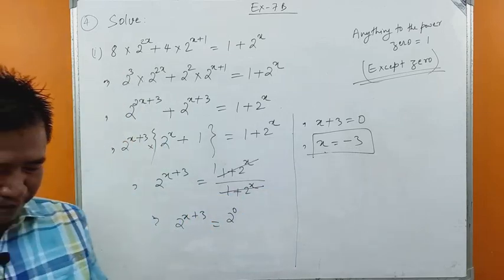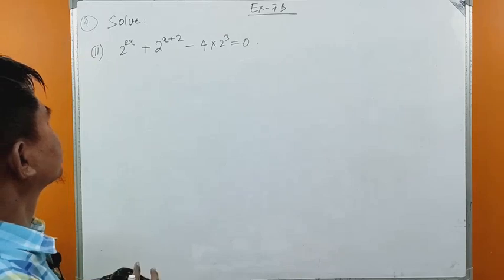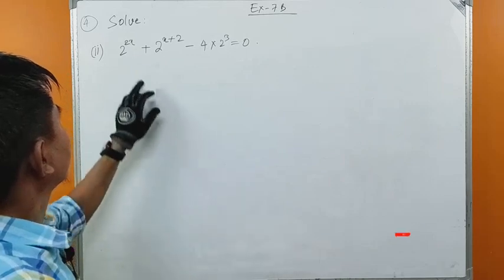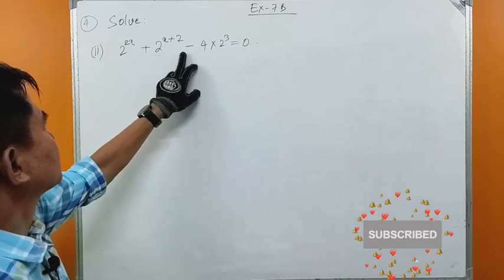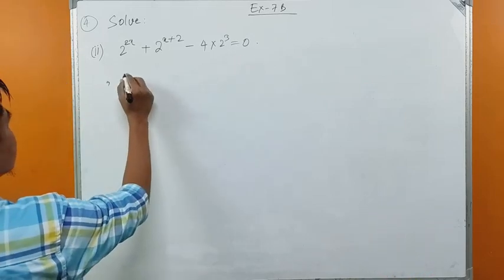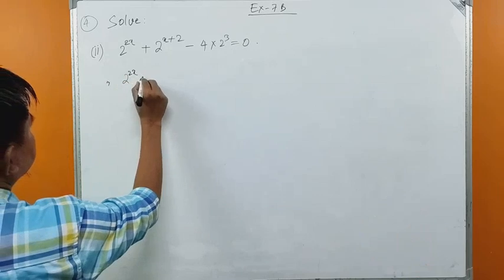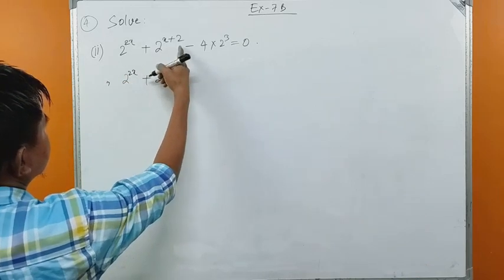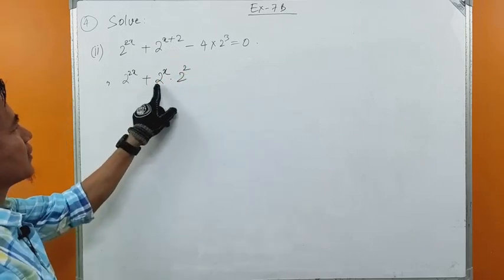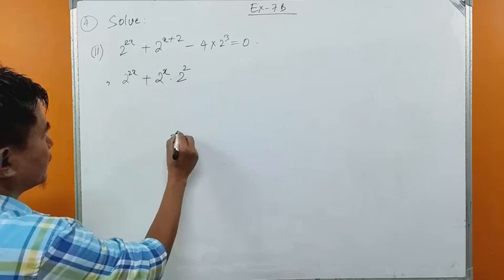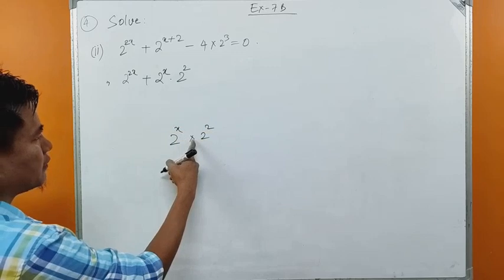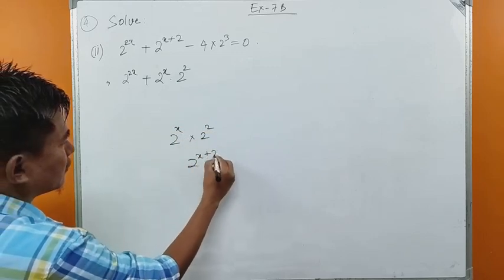Now let's do another question. Number 2 of 4. We are asked to find the value of x from this equation, isn't it? So we have 2 to the power 2x plus 2 to the power x plus 2 minus 4 into 2 cubed equals to 0. Or you can write this as 2 to the power 2x plus 2 to the power, let's separate this, okay? 2 to the power x into 2 squared. Since their bases are the same, their powers will be added, isn't it? 2 to the power x into 2 squared means same base, there is a multiplication sign in between them, 2 to the power x plus 2.